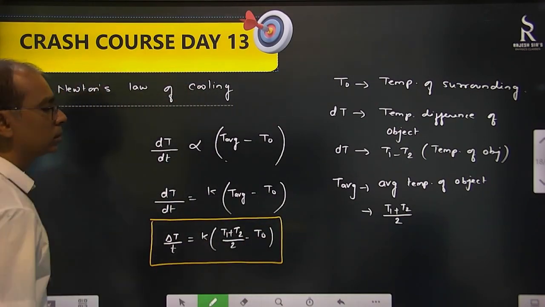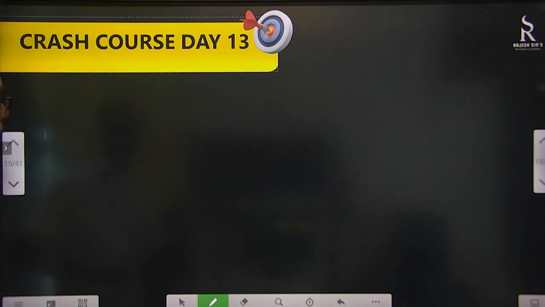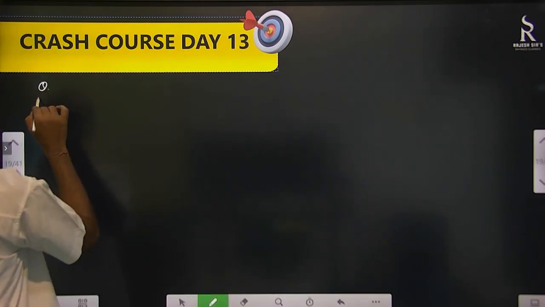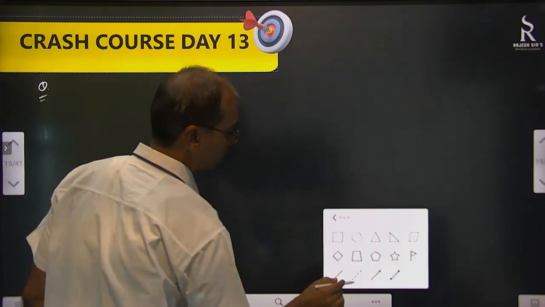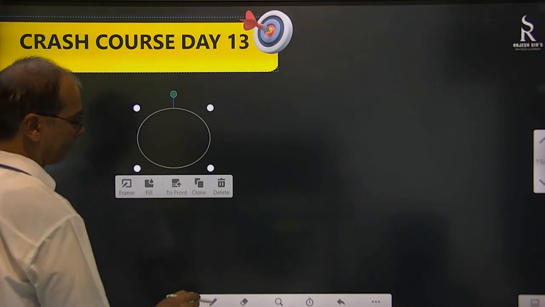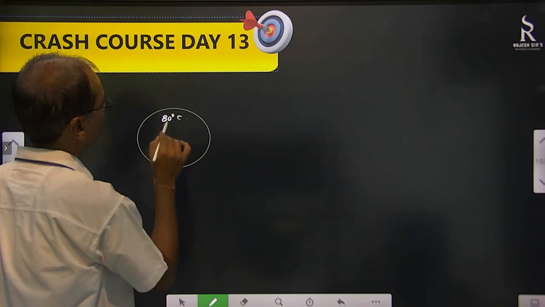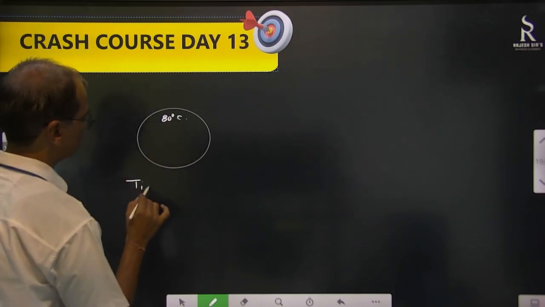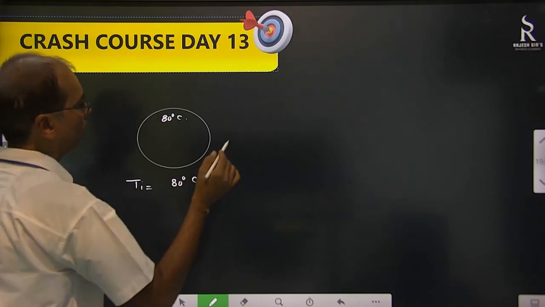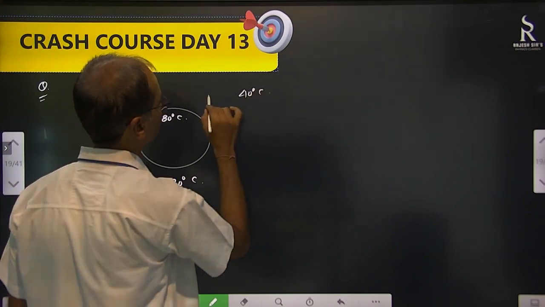So how will the question be asked? On Newton's law of cooling, one question we are going to make. Let's assume that there is one object here. Its temperature, let's assume, is 80 degrees centigrade, the initial temperature. And it says that the outside temperature is, let's assume, 40 degrees centigrade. This is the surrounding.